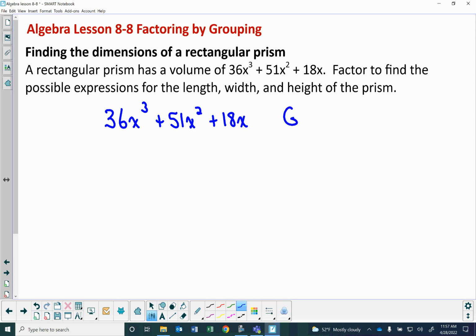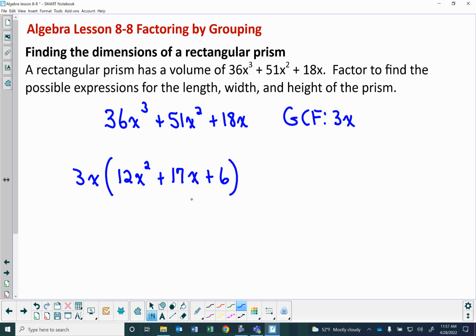There's a GCF in that. I'm thinking 3x. So I will take a 3x out of this. 36 divided by 3 is 12. So x cubed divided by x is x squared. 51 divided by 3 is 17, so 17x. And then 18 divided by 3 is 6. And the x's cancel each other out. So now I'm looking at 12x squared plus 17x plus 6.